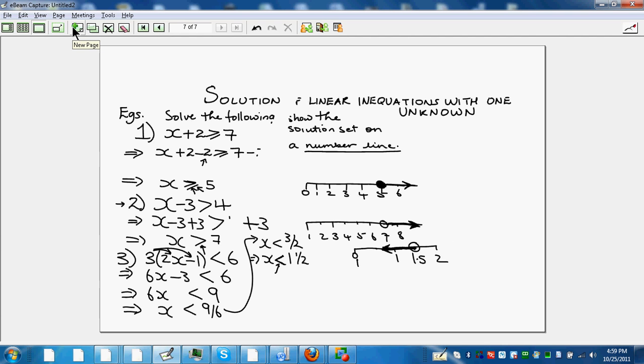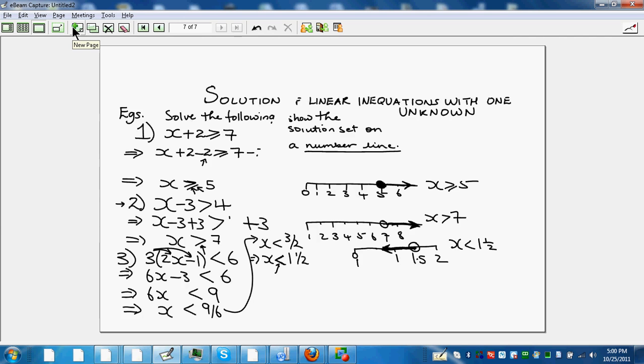So to write it in, this will be x is less than 1.5. The one before, which is number 2, is x is greater than 7, which is this one. And the one before that was x is greater than or equal to 5. Okay, so each of those number lines would represent your various solution sets.